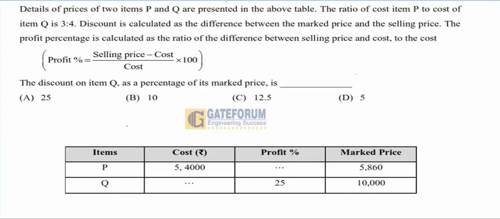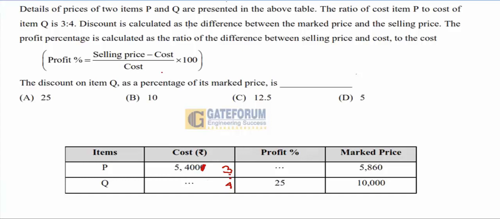The first sum. Details of prices of two items P and Q are presented in the above table. The ratio of the cost of item P to the cost of item Q is 3:4. So this ratio would be 3:4. There is a slight misprint here in the exam paper. This was 5,400. The extra zero has inadvertently fallen there.